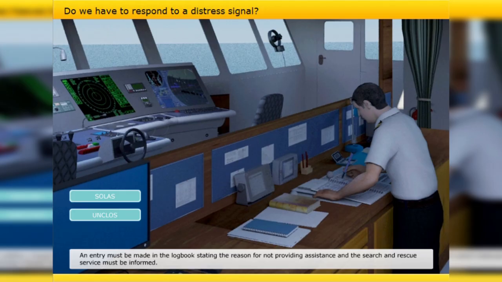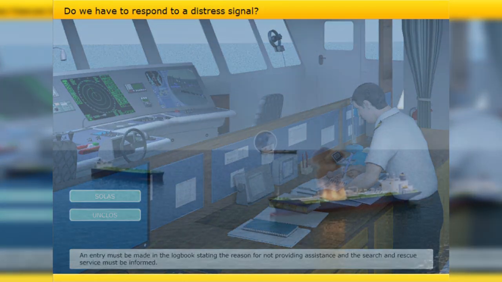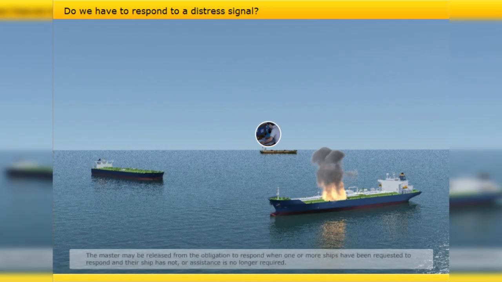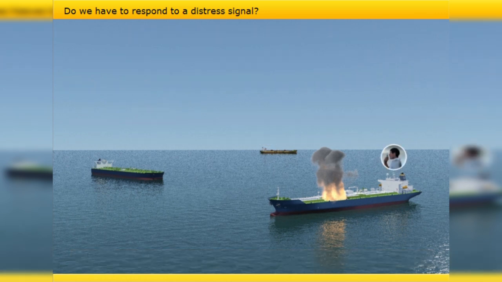There are certain situations where masters are released from the obligation to respond. Where one or more ships have been requested to respond and their ship has not, this decision shall be communicated to all parties involved and recorded in the logbook. When informed by the persons in distress, the search and rescue service, or the master of another ship who has reached those in distress that assistance is no longer necessary. This must also be recorded in the logbook.